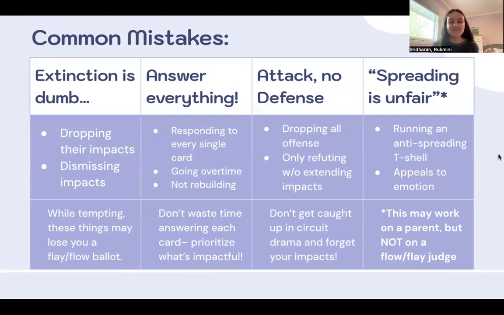So, some common mistakes that trad debaters make. First, extinction is dumb. Is it? Yeah, it sort of is. But you really shouldn't say that in the round. And by that, I mean whether you just completely drop their impacts and you don't respond to them, or you just dismiss them, saying, like, well, extinction's not gonna happen. So, whatever. I know those are very tempting because extinction is stupid and it probably won't happen, but they will definitely lose you a more circuit ballot if you have a flay or flow judge.